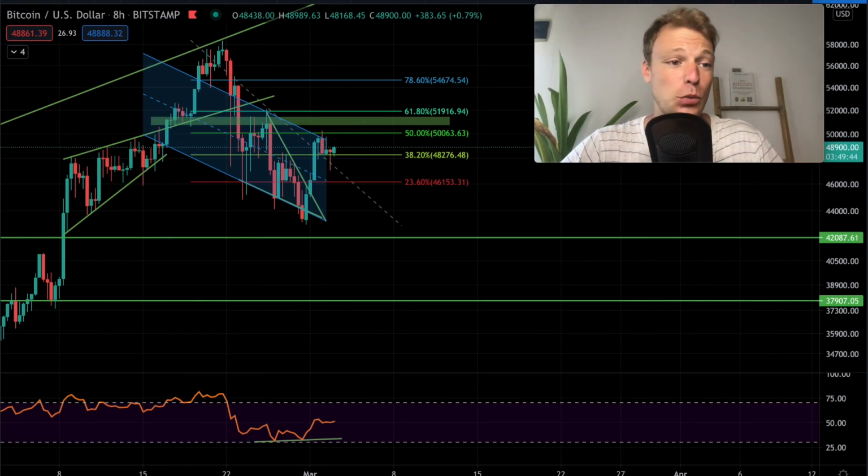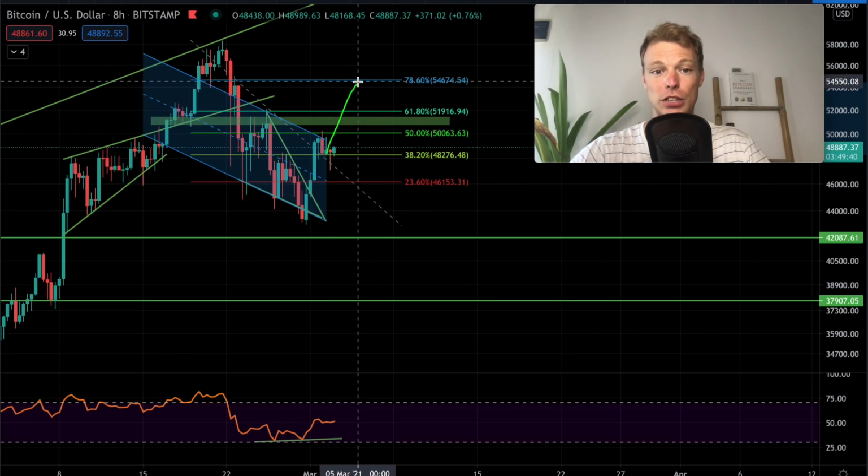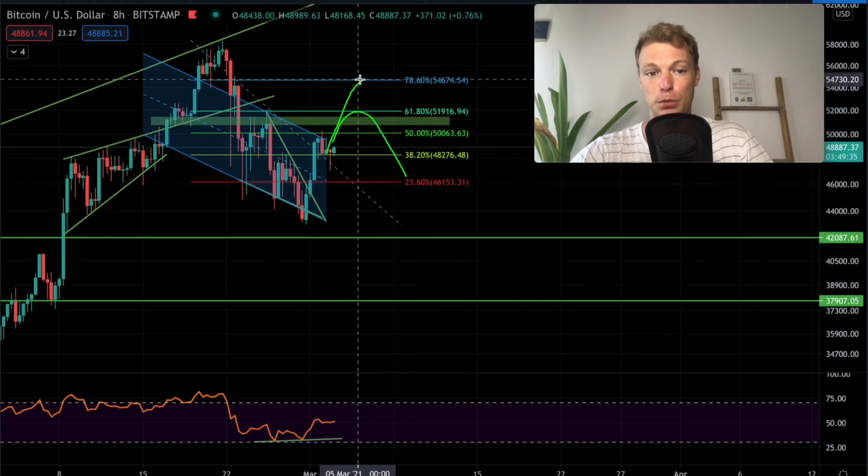So guys, this is what I'm watching in the Bitcoin chart right now. I'm expecting a further bounce to the upside. Could be to the 61.80% right here. Could be to the 78.60% right here.